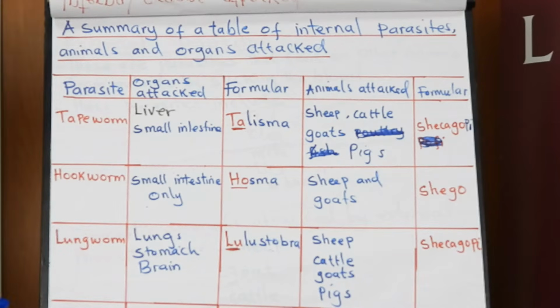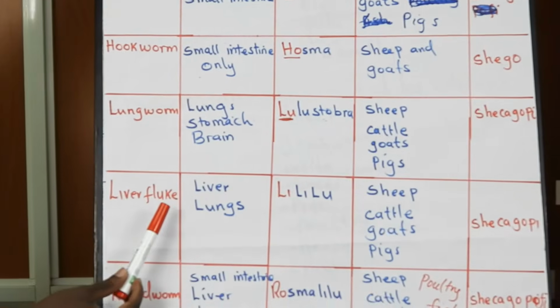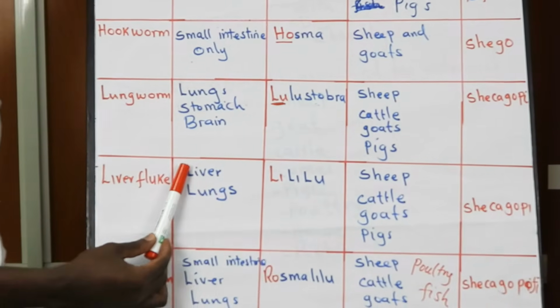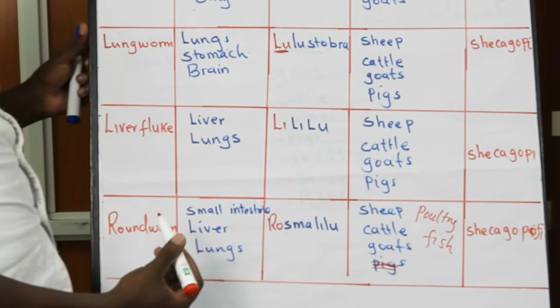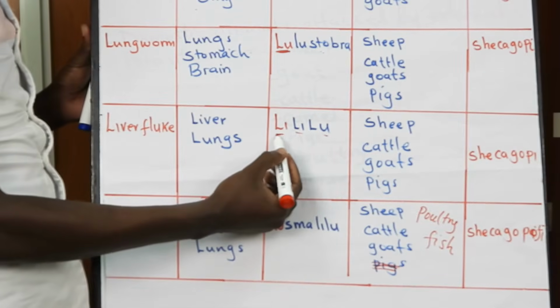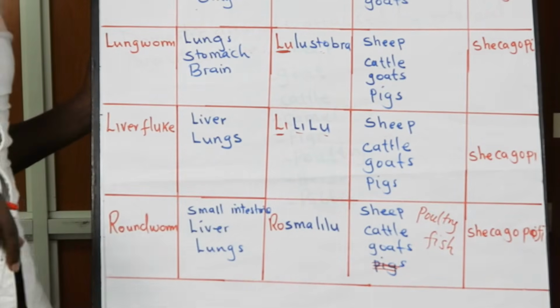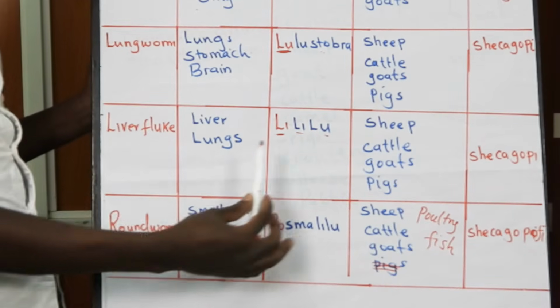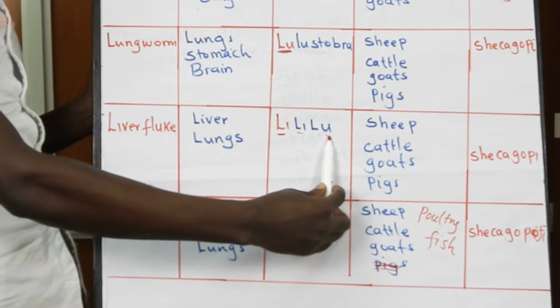The fourth internal parasite here is liver fluke, which attacks the liver and lungs. The formula for mastering is Li-Lu. The first Li in red marker pen stands for the parasite itself. The second Li stands for the organ attacked, that is, Li for liver and Lu for lungs.